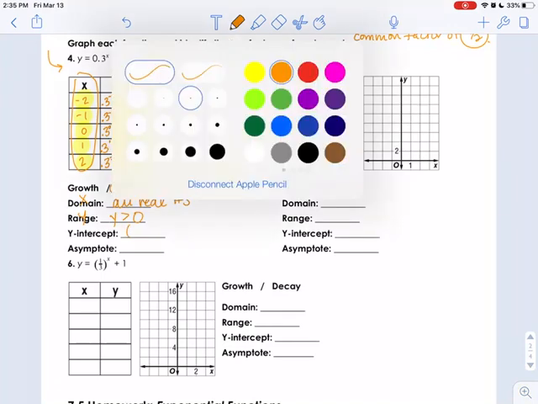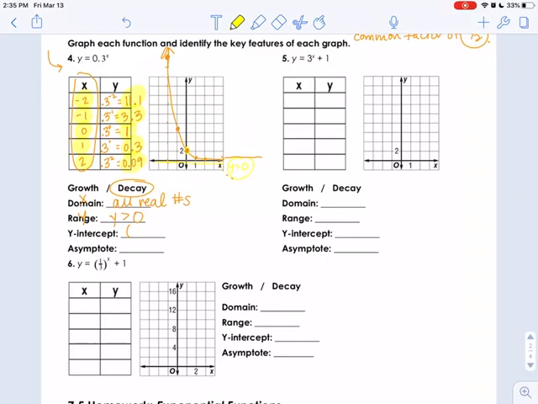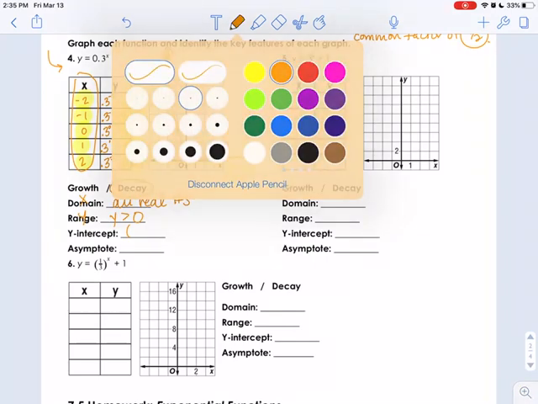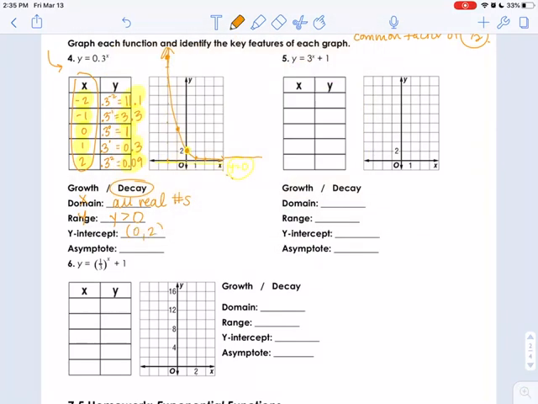The y-intercept, where it crosses the axis, is right here at 0, 2. So I have 0, 2, and my asymptote is y equals 0. It's never going to cross that line.